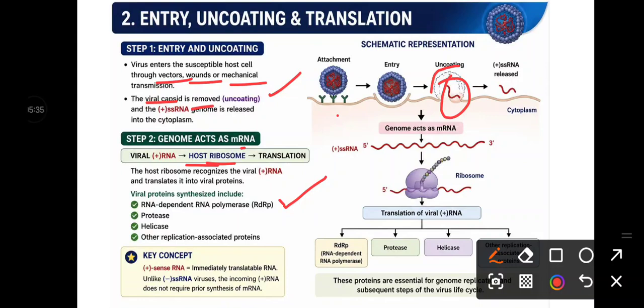So after translation, what does it produce? It produces some new enzymes like RNA dependent RNA polymerase, proteases, helicase, its coat protein, and other associated proteins. So the virus first synthesizes whatever proteins it needs.